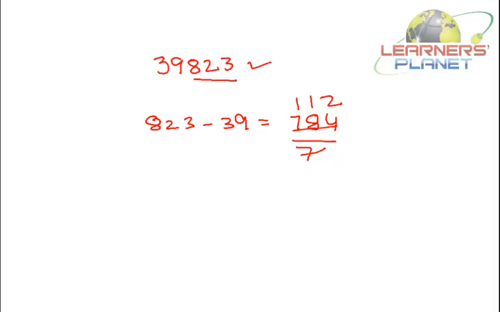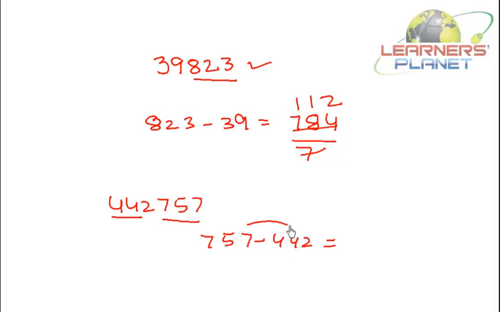Now let's take this number, 442,757. Make a group of 3: 757 and 442. Let's check 757 minus 442. So it's 7 minus 2, which is 5. 5 minus 4 is 1 and 7 minus 4 is 3. So we are getting 315.